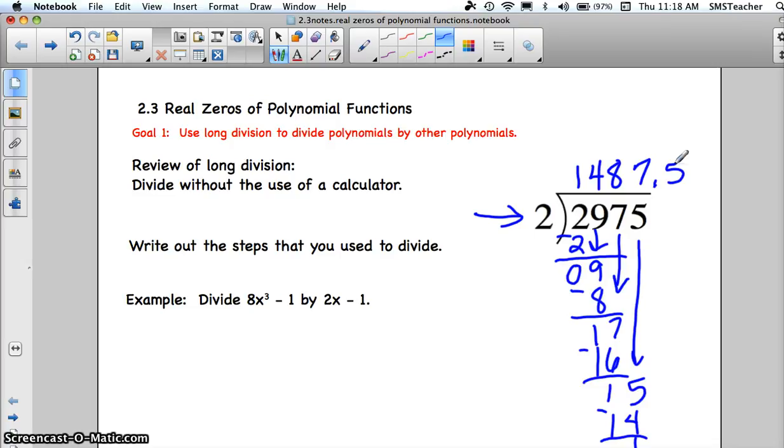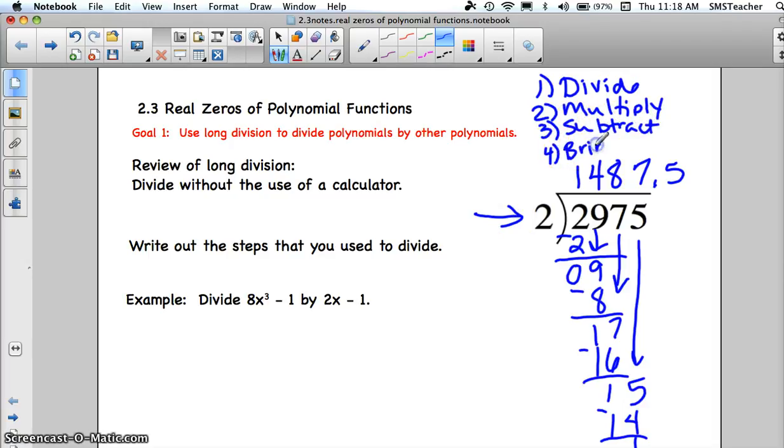The reason I ask you to go through a simple long division problem is so you would review the steps to long division. Those are divide, multiply, subtract, bring down, and then fifthly, you repeat the process.